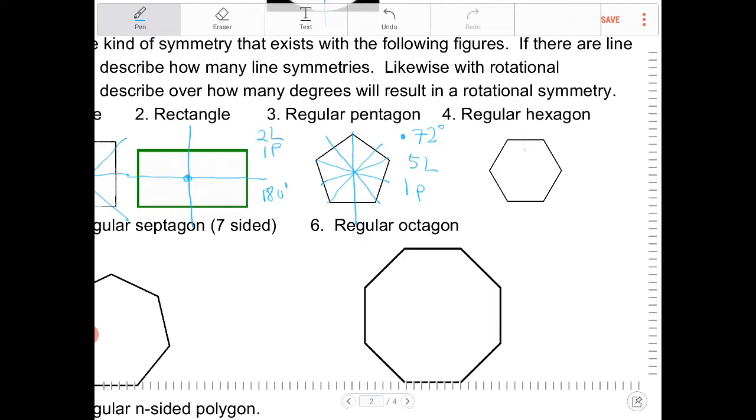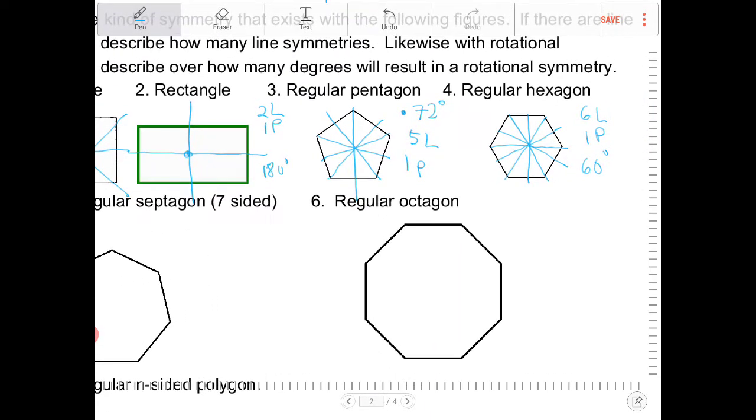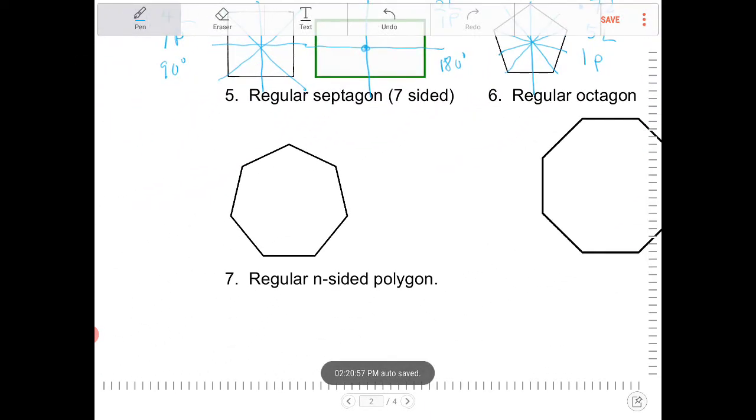Here there's 1, 2, 3, 4, 5, and 6. There are 6 lines of symmetry. There's 1 point of symmetry. And what is the magnitude of rotational symmetry here? I want to take 360 divided by 6, and that would be 60 degrees. So I would rotate 60 degrees for it to land on itself again.